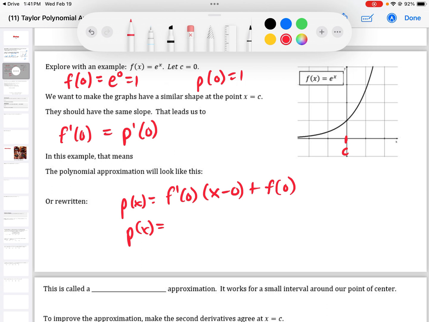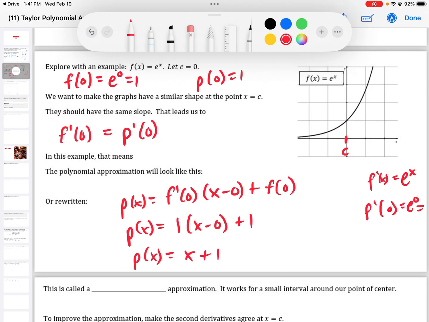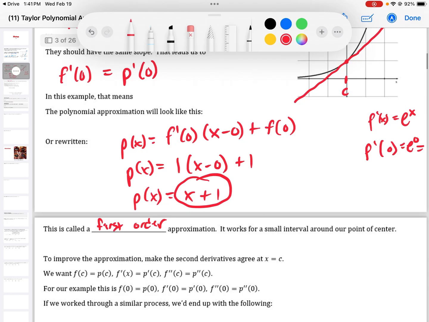So my tangent line would be f prime of 0, which is, what's the derivative? f of x, f prime, the derivative is equal to e to the x, and f prime of 0 is e to the 0, which is also 1. So it'd be 1 times x minus 0 plus 1. So my tangent line is just x plus 1. So it starts here and goes up like that. What we're going to do next is, this would be called a first order approximation. It means the degree of my function is just degree 1, it's linear.